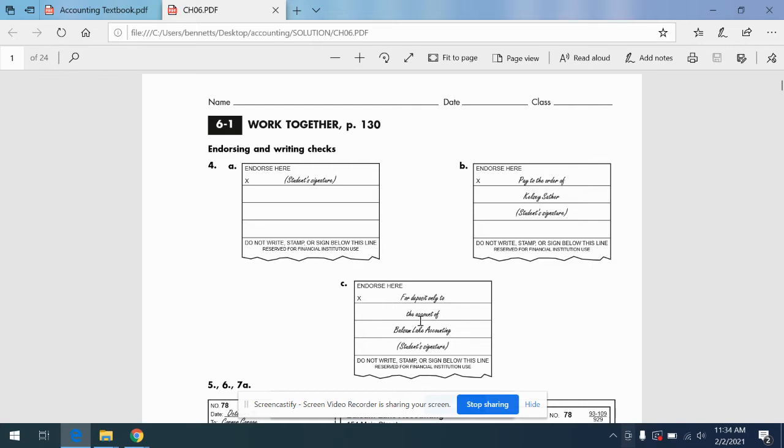Okay. So we went over, Ivan. The first one was the blank endorsement, right? The second one was the special endorsement, okay? And the third one, Ivan, is the restrictive endorsement, where it says for deposit to the account of Balsam Lake Accounting. Do you see the difference between the three endorsements? Okay. Do you think those three kinds of endorsements will be on the test? You are correct. They will be.